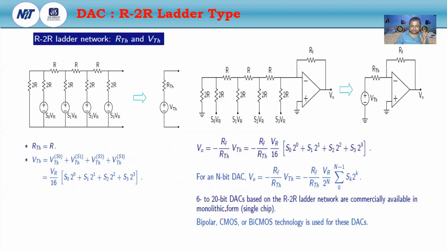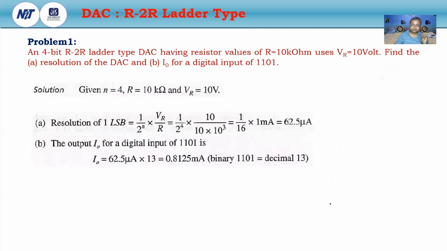Any 6 to 20 bit DAC based on the R2R network is commercially available in the single chip format. Okay, and also the bipolar CMOS or BiCMOS technology is used for this DAC. These are very important multiple choice questions for GATE. This 6 to 20 bit DAC based on the R2R ladder network is commercially available in chip format.